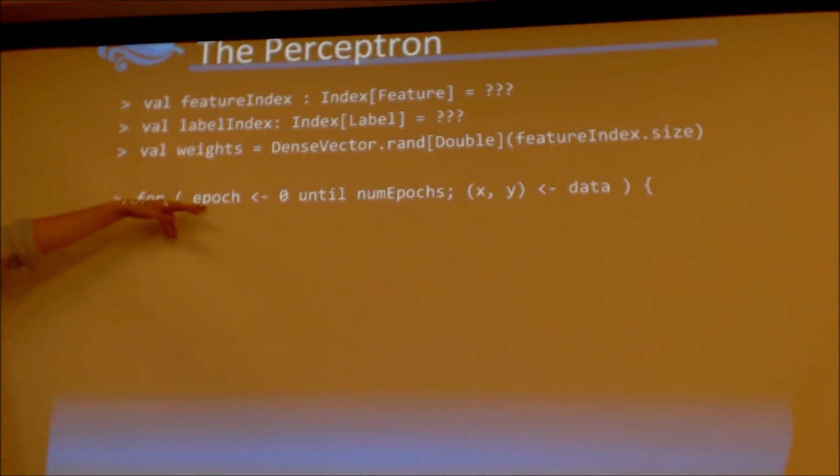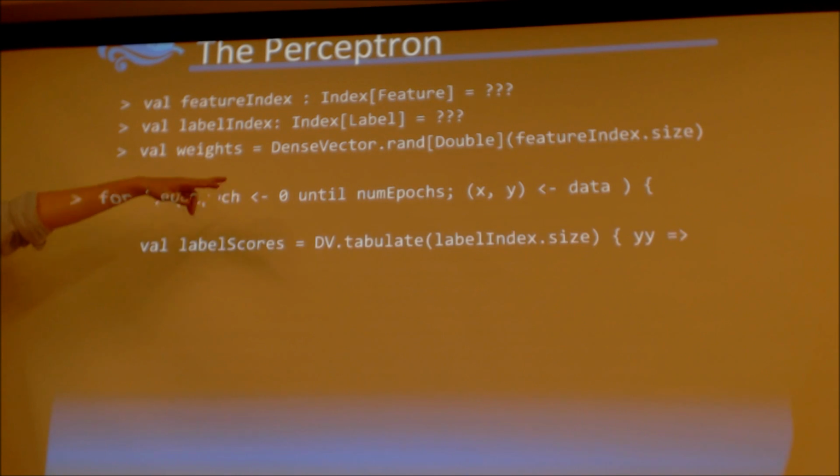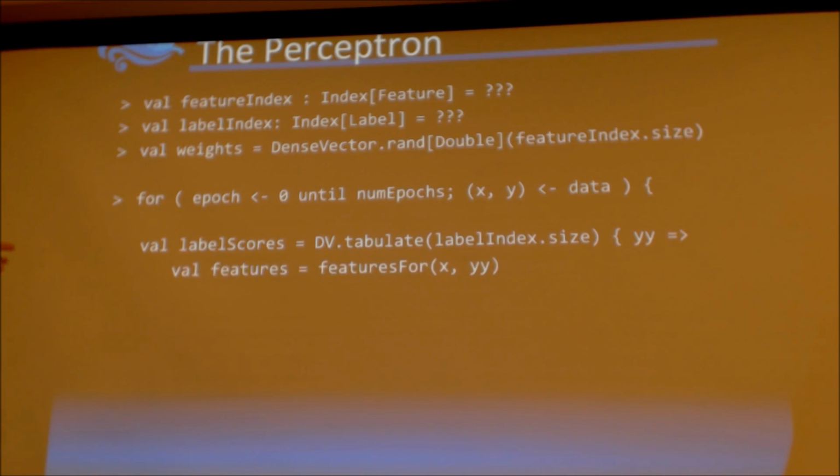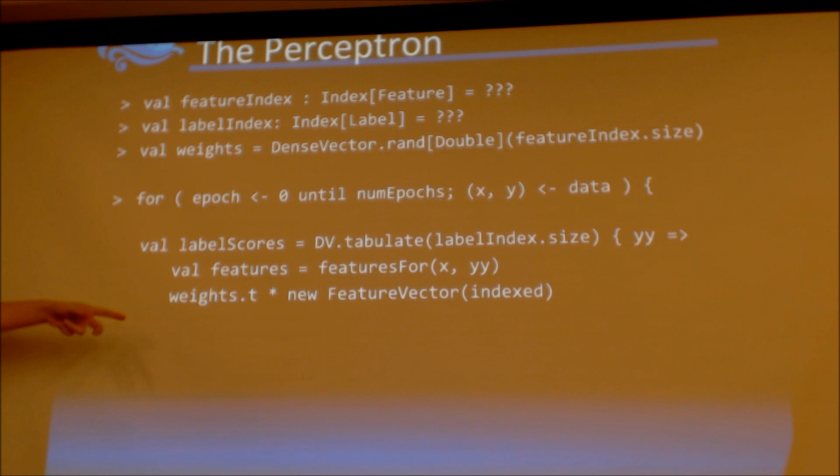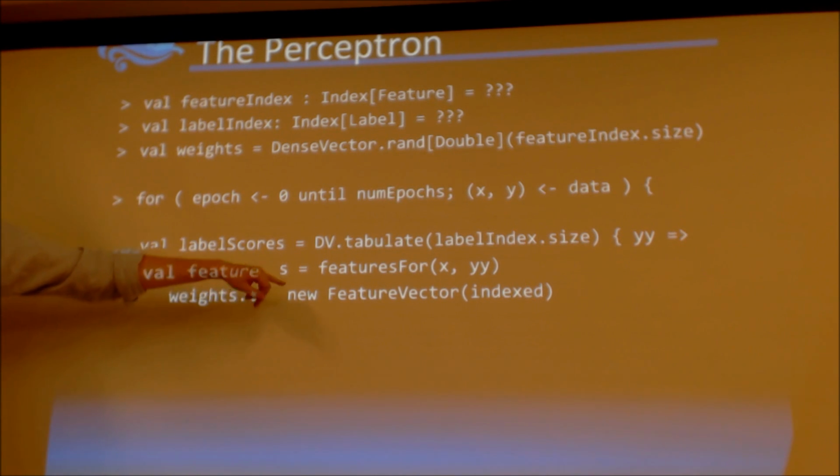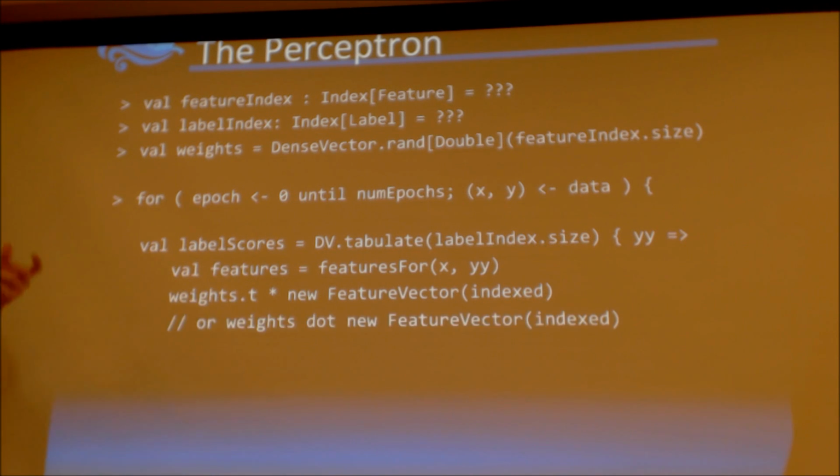And then we're going to iterate over our training data for some number of epochs. For every possible label, this is in the non-structured case, we're going to compute the feature vector for that x and every possible label y. And we're going to compute its score as the inner product, or dot product, between the current weight vector and the feature vector, which is going to be these 1s and 0s.